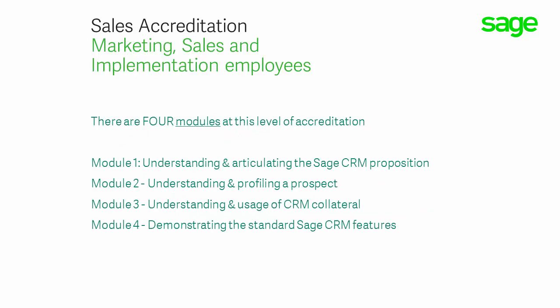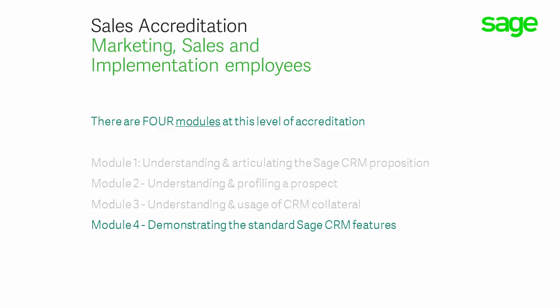There are 4 modules at this syllabus level. Module 1 is all about understanding and articulating the proposition. Module 2 is all about understanding and profiling a prospect. Module 3 is understanding and using the Sage CRM collateral. And this module, Module 4, is all about demonstrating the standard Sage CRM features.